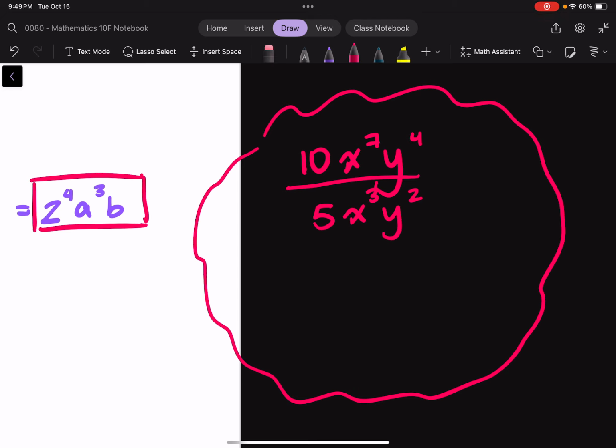Now, in this case, I have some powers with the same base, right? I have the y's, both powers with the same base. I have the x's, both powers with the same base. The numbers are not.